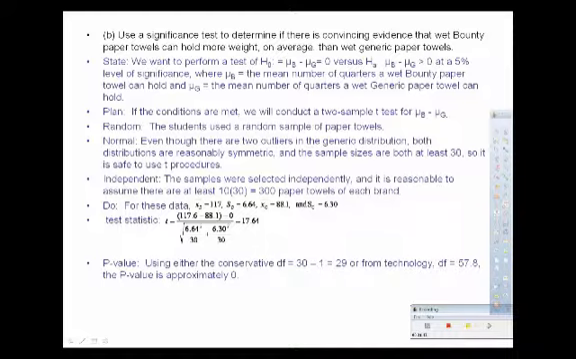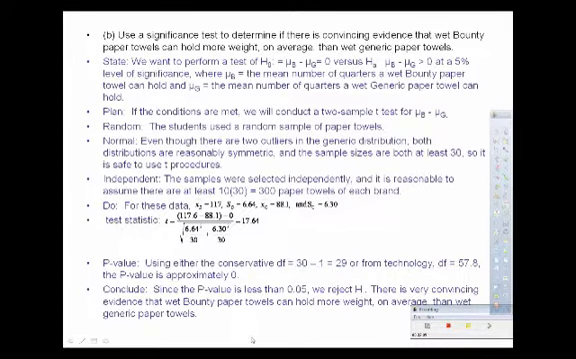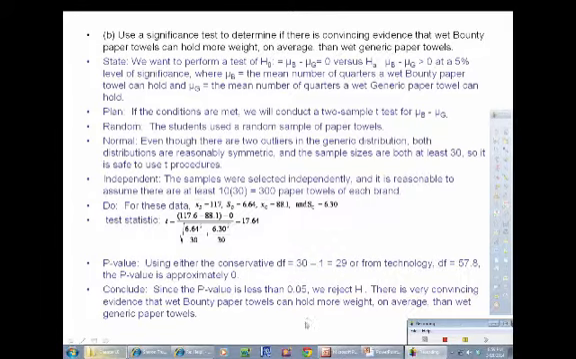Find the P-value using either the conservative degrees of freedom, 30 minus 1 is 29, or from technology, you get the degrees of freedom to be 57.8. And anyhow, the p-value is going to be approximately 0. So conclude. Since the p-value is less than 0.05, we reject the null hypothesis. There is very convincing evidence that the wet Bounty paper towels can hold more weight on average than the wet generic paper towels.